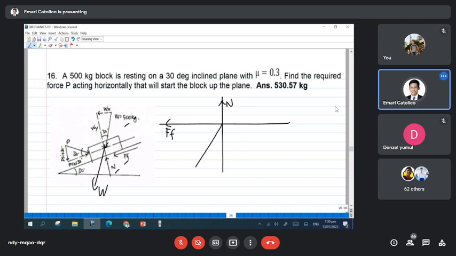Then, gagamit ka ng concept sa trigo, which is yung opposite angle. So, nandyan yung theta mo. So, nandito dapat yung 30 degree. So, wait. Dito si weight ng X. So, si Y, pababa. Yan. So, ito yung weight ng Y component. So, 90 minus 30 is 60. Mas madali kasi sa akin kapag yung angle nakalapat sa x-axis. No? Yan.